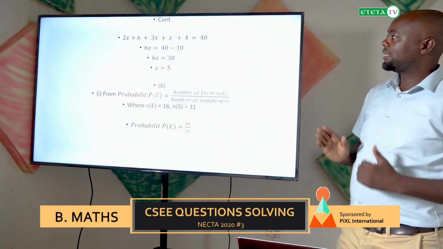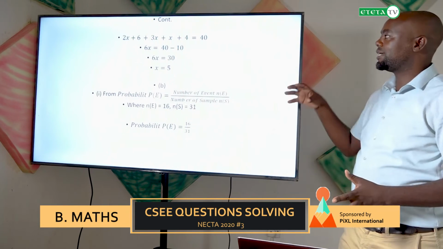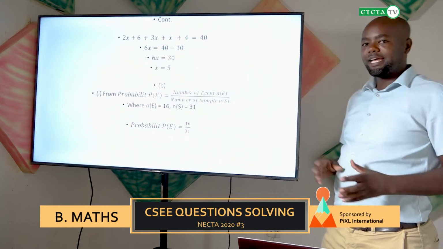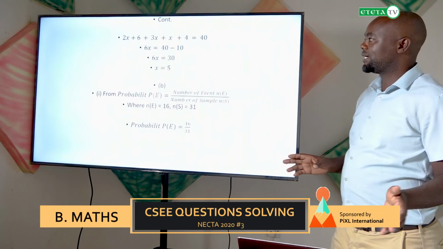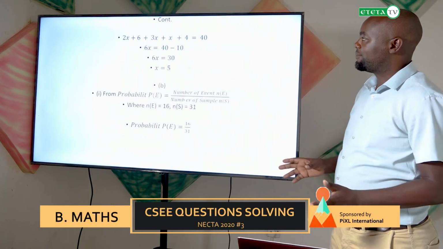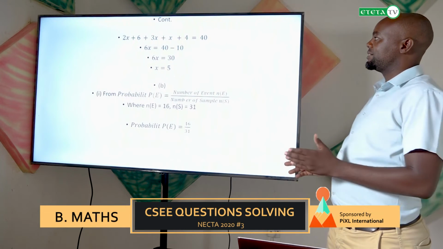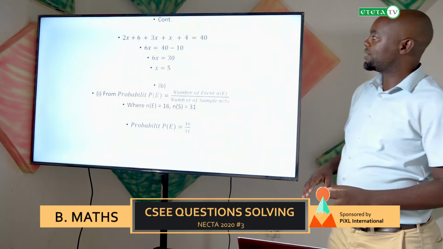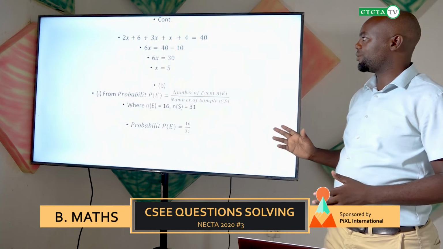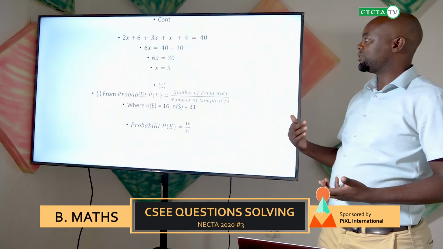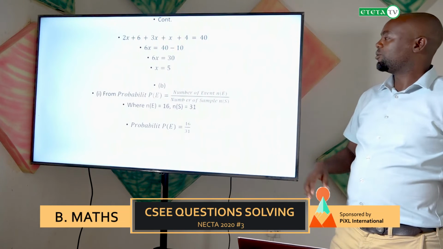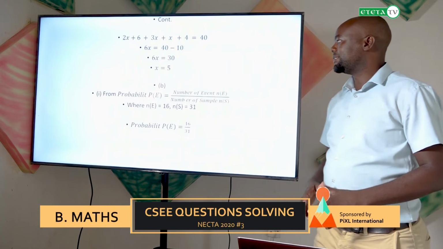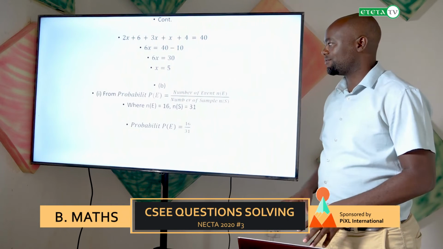And those on the left-hand side are the information presented in the Venn diagram. When you collect the like terms, those numbers with the same variable, which are 2x, 3x, and x itself, you add them together and you get 6x. Those numbers without letters are 6 and 4. When you add, you get 10. And the 10 you are supposed to move to the other side, so we have 40 minus 10. At the end, you get 6x is equal to 30. When you divide, you get x is equal to 5.